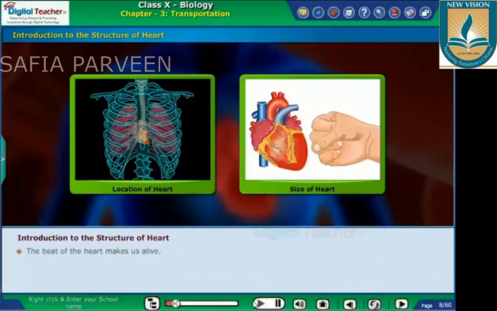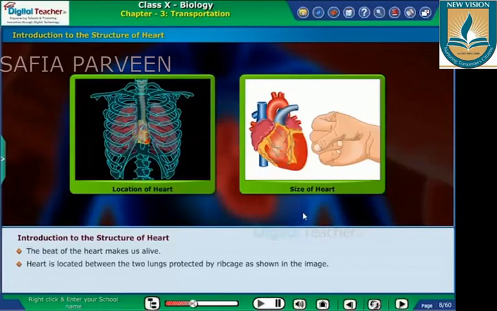Today we are discussing the heart. The heart is one of the very important organs in our body and we are alive only when it beats. It is located between two lungs and it is protected by the rib cage as shown in the image. The size of the heart is equal to the fist. Hold your hand tight and see the size of your fist. That is the size of your heart. It is protected by the rib cage and it has pericardial membranes around it for protection.